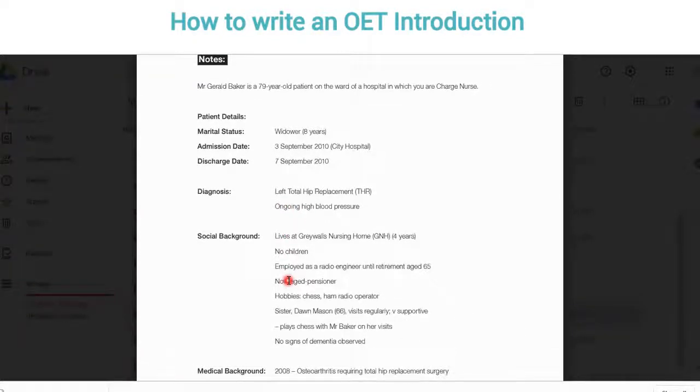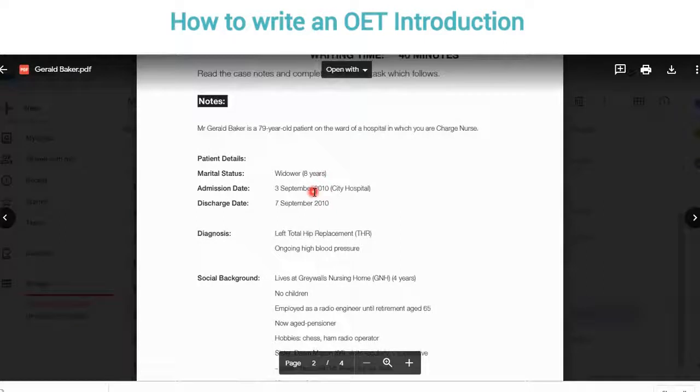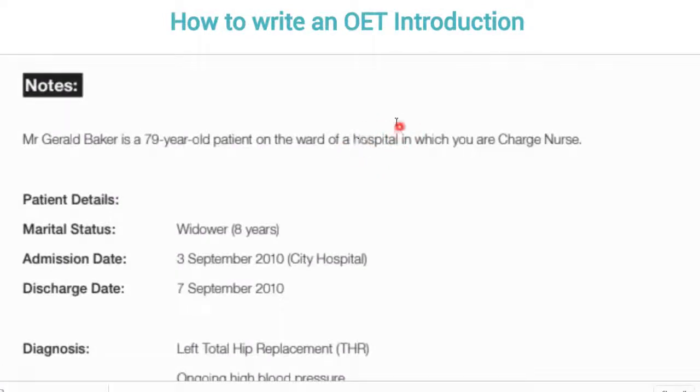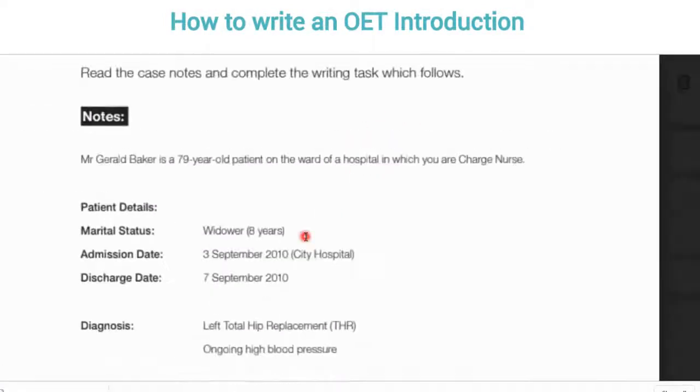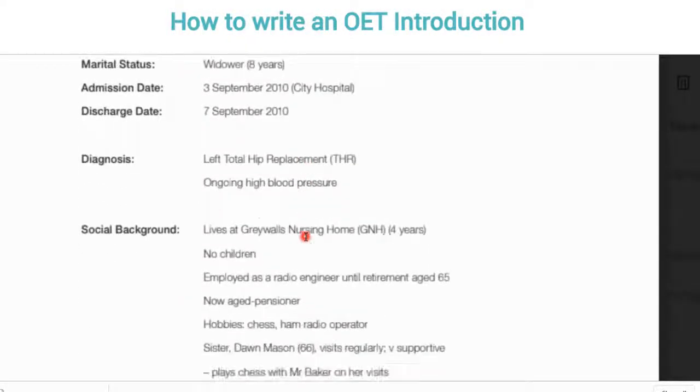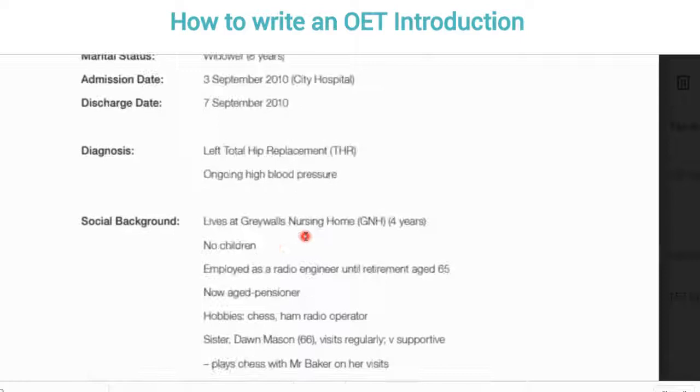What else? Where he is now and what is the purpose. Okay, so where is he? Is he in a hospital, Jancy? I think he is. Okay, sir. Yep. So his name's Gerald Baker. He's in a hospital. And why is he in the hospital? Let's ask Dachani. Let's have a look. Why is he in the hospital?